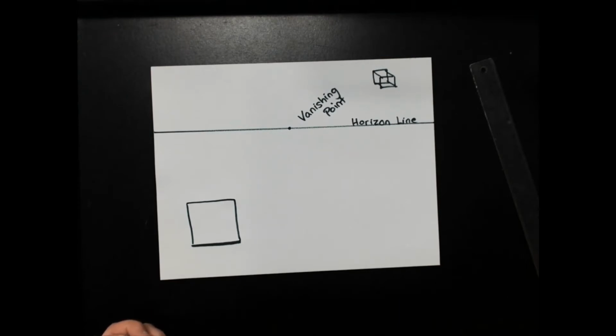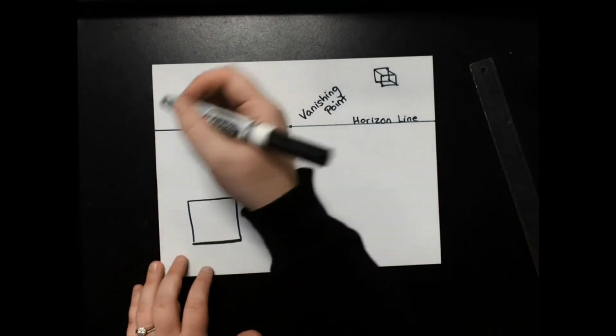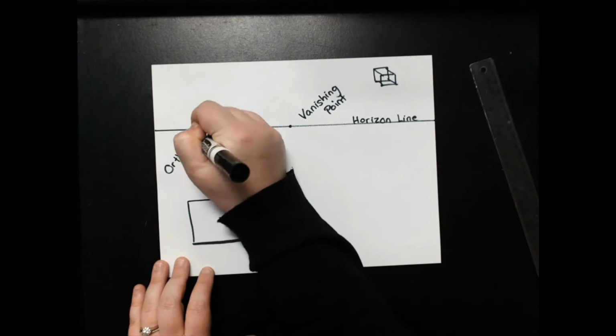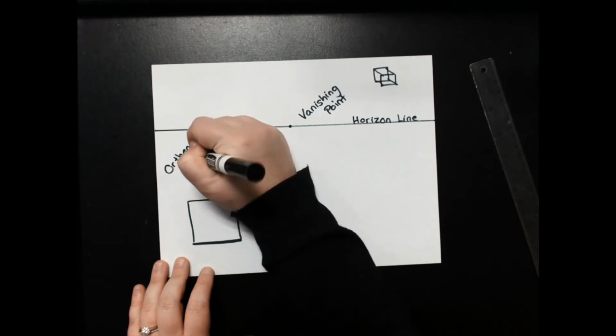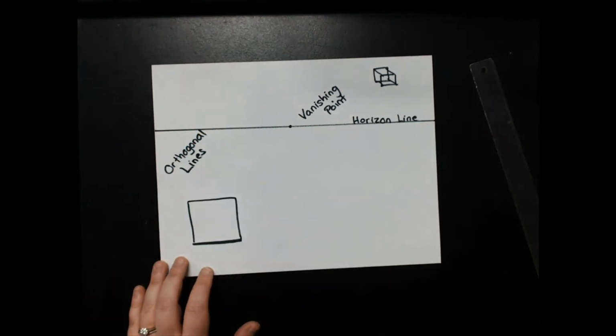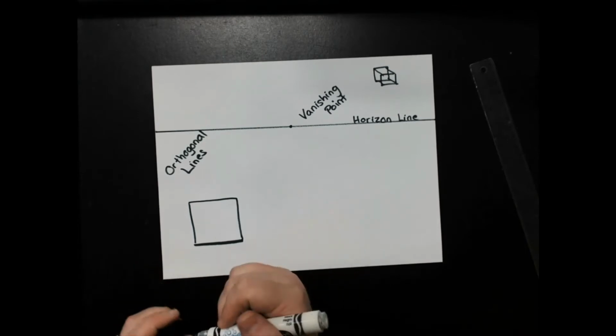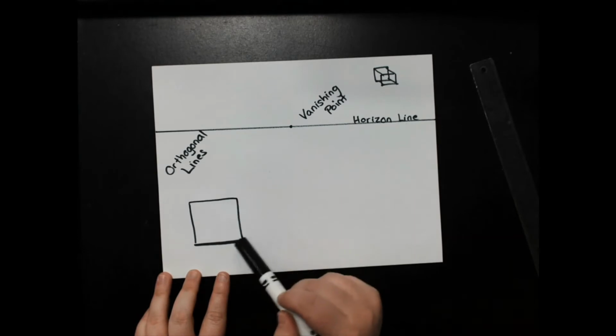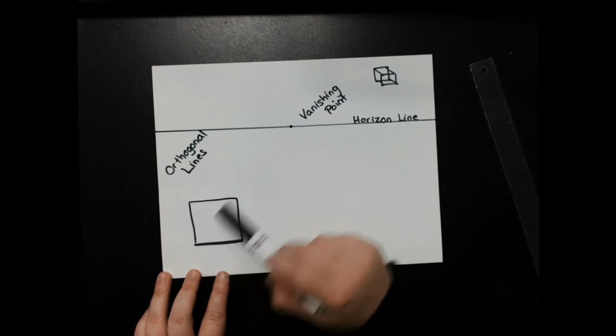These lines are called orthogonal lines. Oh, that's a big word. Orthogonal lines. Okay, now our orthogonal lines are going to lead from the corners of our square and go and touch the vanishing point.